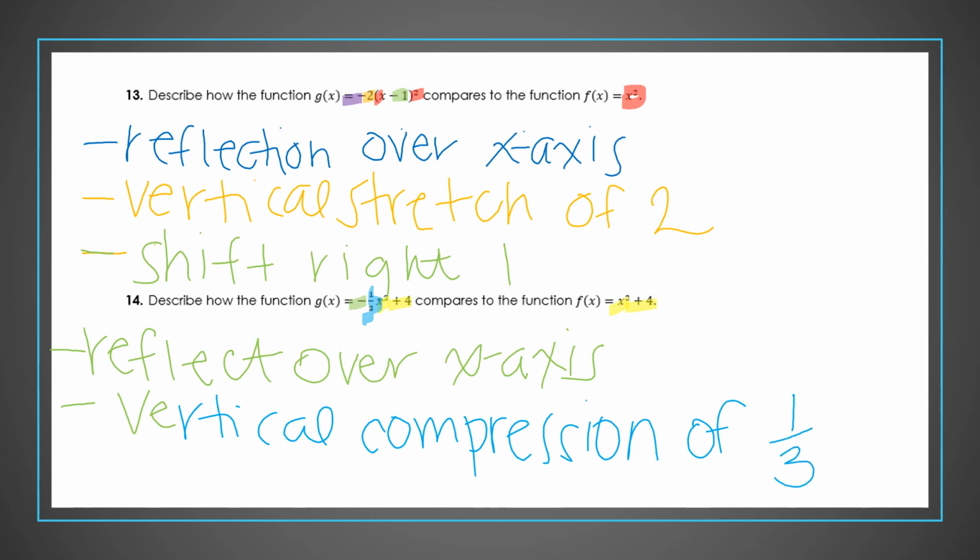Make sure when you have a problem like this that you're comparing what you started with to what you end with. Some people might want to say that it gets moved up 4 because of the +4 at the end, but that was already in the initial function. So that isn't something new. That wasn't a change. It was already there. If you were comparing it to just x squared, then yes, you would have to talk about what the +4 does.